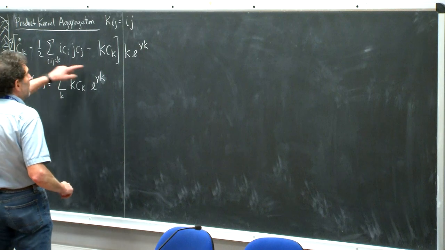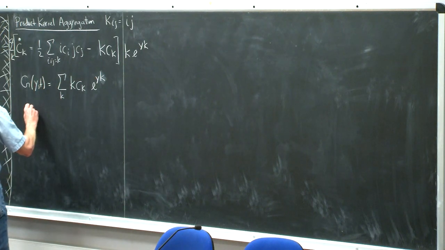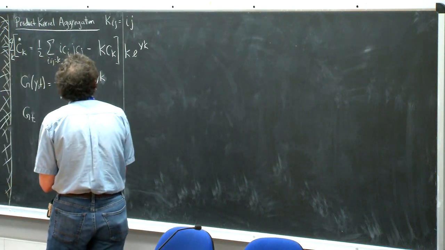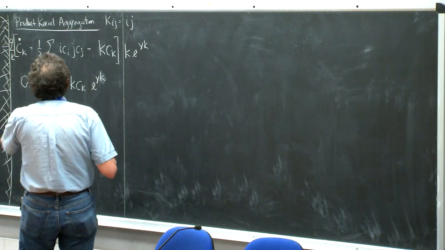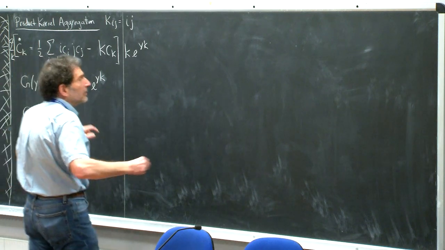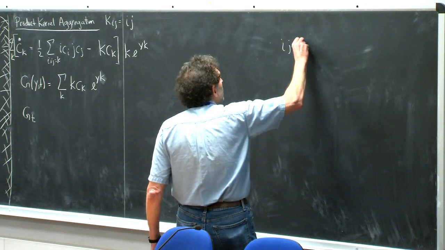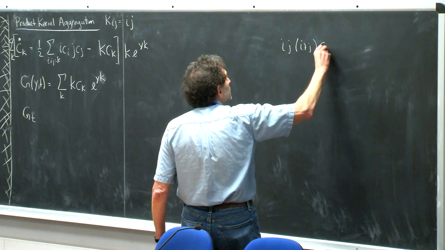On the left-hand side, I just have the time derivative of the generating function. So I have g_t. Again, I'm going to use subscripts to denote partial differentiation with respect to t. Here, let me put a little worksheet over here. So I have ij, and then I have i plus j, c_i c_j.